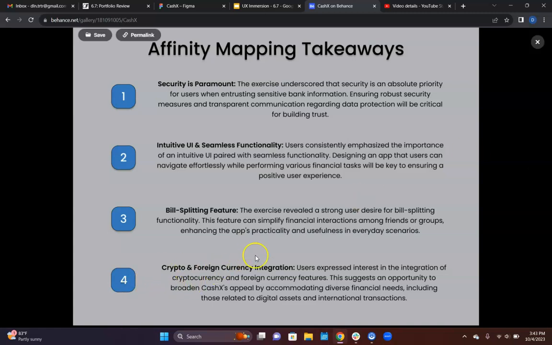And a fourth takeaway is crypto and foreign currency integration. Users expressed interest in the integration of cryptocurrency. It's only gaining popularity, and also for foreign currency features for users that travel abroad, that could really help simplify money management when overseas.